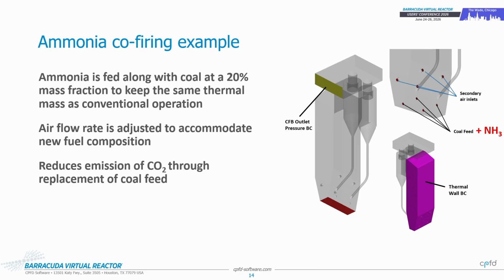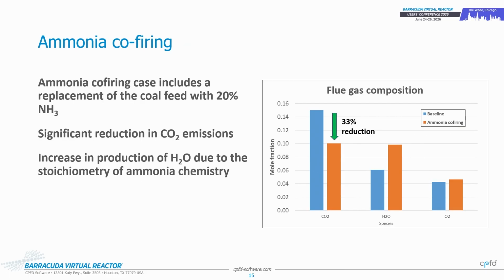but what we saw was that replacing a lot of that carbonaceous feed with the ammonia material, we could get a pretty significant reduction in our CO2 emissions. It's about a 33% reduction compared to that baseline model. We do see an increase in the amount of steam being produced due to the fact that we have that additional hydrogen coming in through the ammonia. But you could imagine testing over a design space, looking at different feed fractions of that ammonia and seeing how that might affect your product emissions.